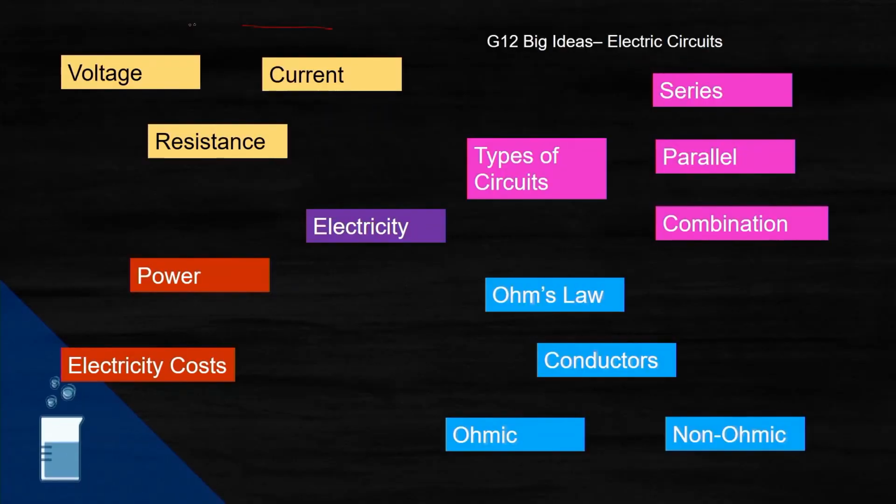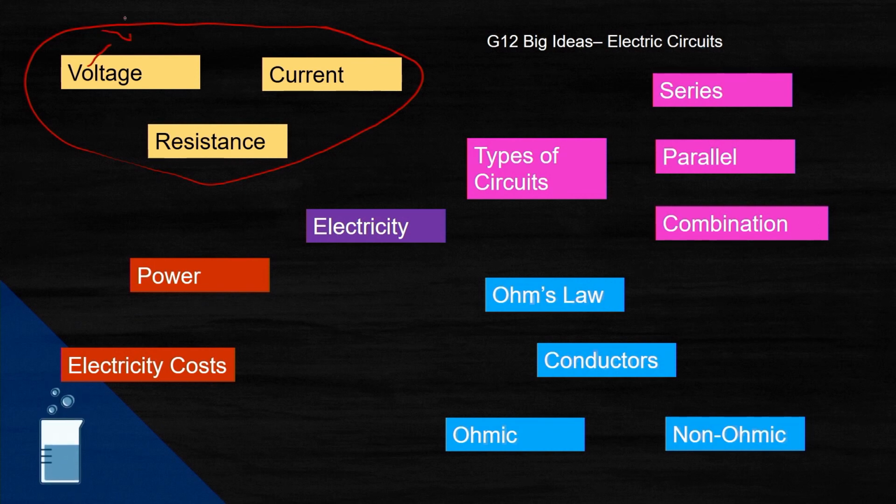So electricity, we spoke about voltage, current, and resistance. You've already had a look at that. Voltage is another name for potential difference. It has a symbol of V and it is measured in volts. Current has a symbol of I, and it is measured in amperes. And resistance has a symbol of R, and it is measured in ohms, and it has that interesting little Greek letter that looks like that.